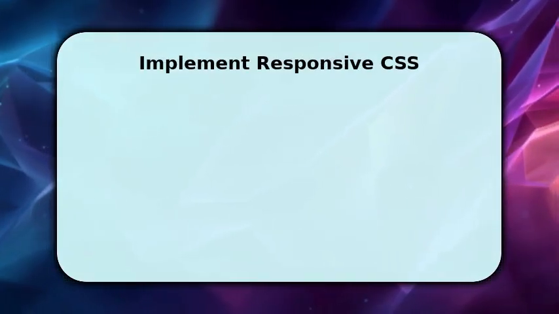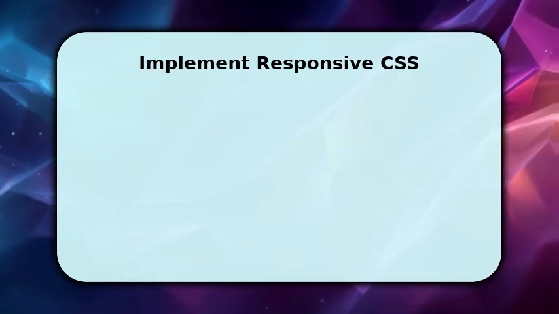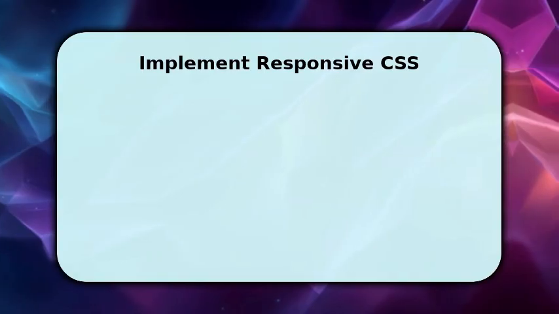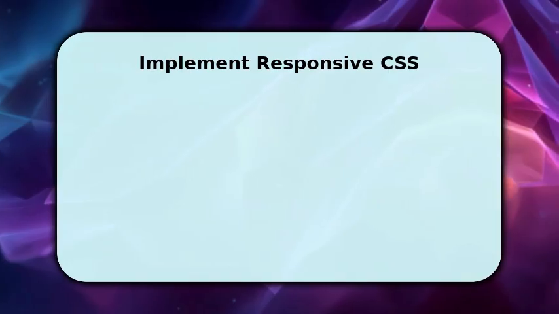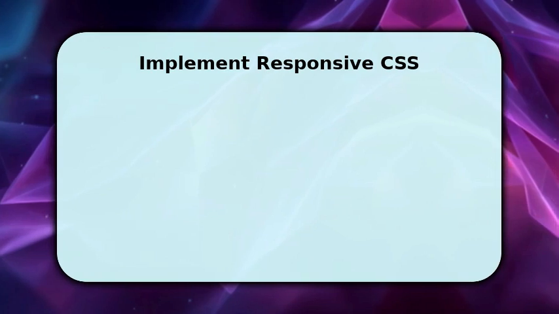After that, write CSS media queries targeting common breakpoints like 480px, 768px, and 1024px to adjust layout, font sizes, and sidebar behavior. Make sure to test images and embeds. Set max-width: 100% and height: auto so media scales.